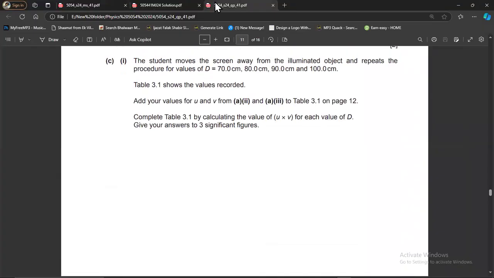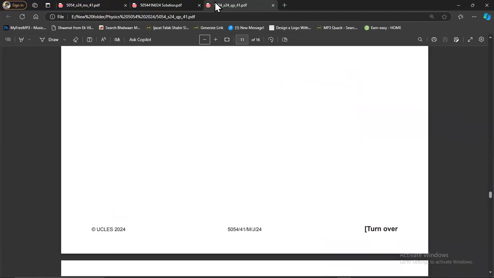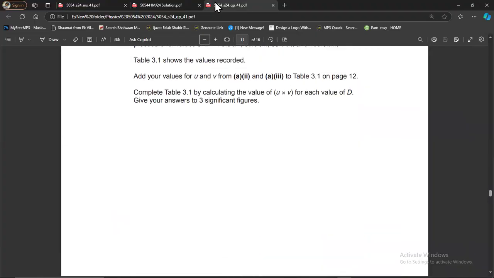The student moves the screen away from the illuminated object and repeats the procedure for the values d equals 70 centimeter, 80 centimeter, 90 centimeter, and 100 centimeter. Table 3.1 shows the values recorded. Add your values for the u and the v for the second part and third part to the table 3.1 on page number 12. Complete the table 3.1 by calculating the value of u multiplied by v for each value of d. Give your answer to three significant figures.